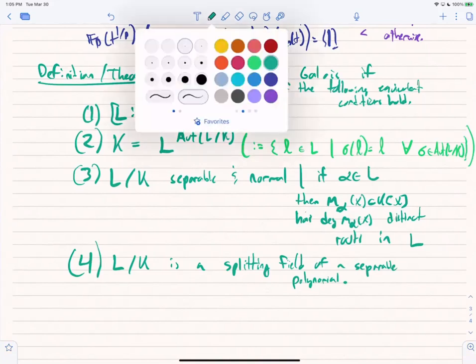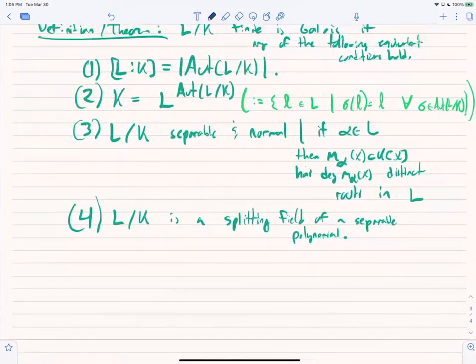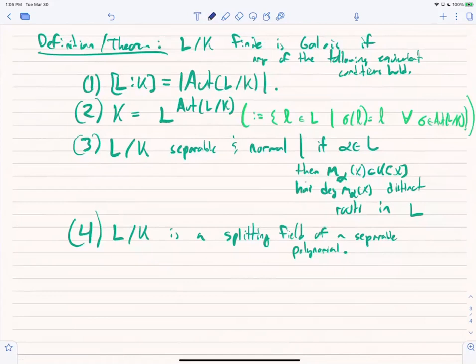Okay, so some remarks about how you see this. If you want to see a full proof, you can look in Dummit & Foote or any other textbook. But let me just outline the idea. 4 implies 1 and 2 we basically just did.